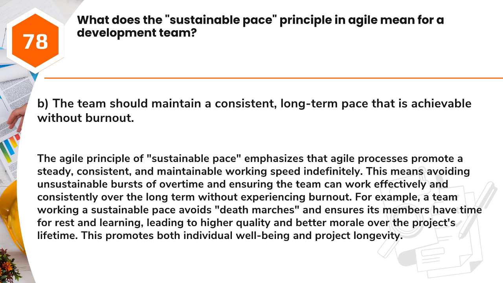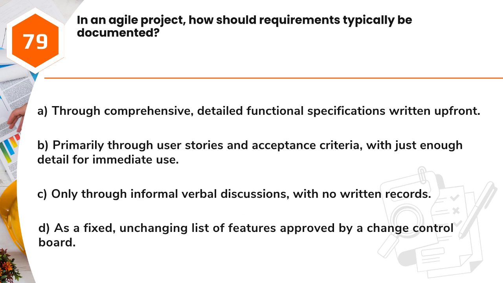project longevity. Question 79. In an Agile project, how should requirements typically be documented? A. Through comprehensive, detailed functional specifications written up front. B. Primarily through user stories and acceptance criteria, with just enough detail for immediate use. C. Only through informal verbal discussions, with no written records. D. As a fixed, unchanging list of features approved by a change control board.